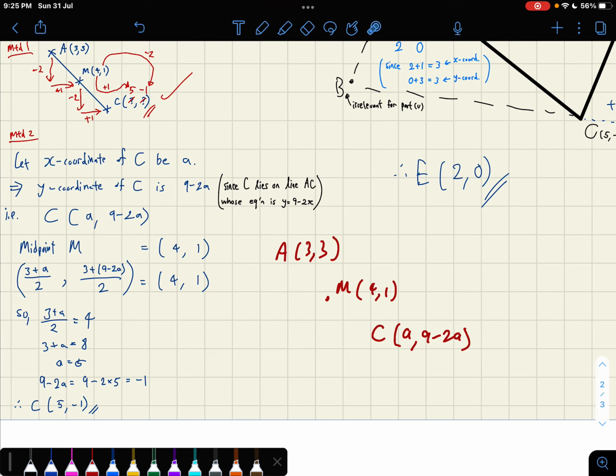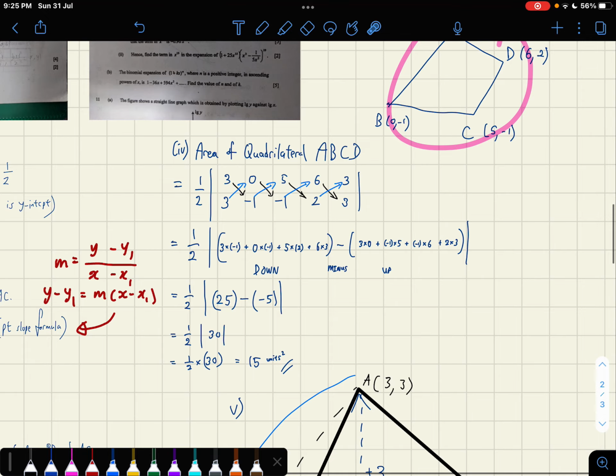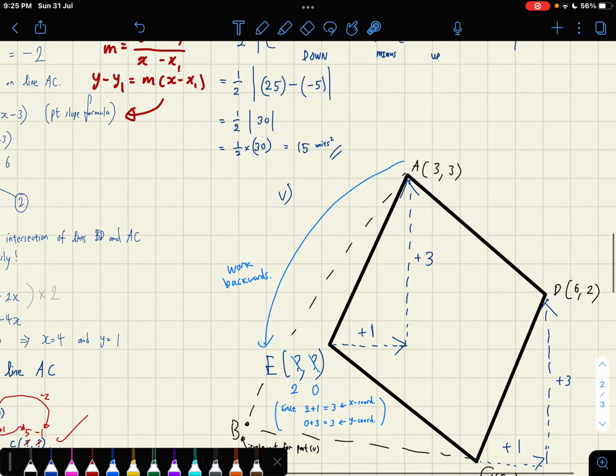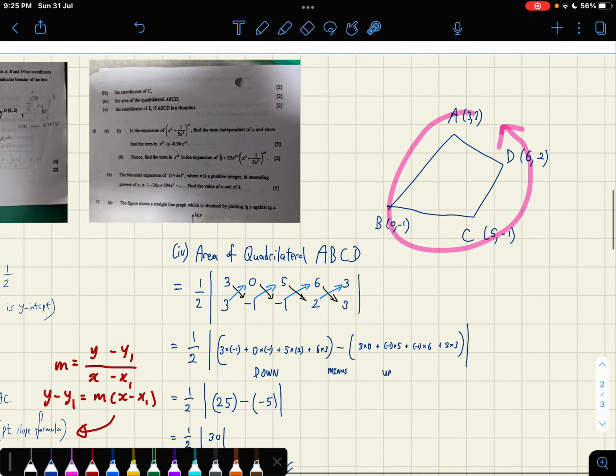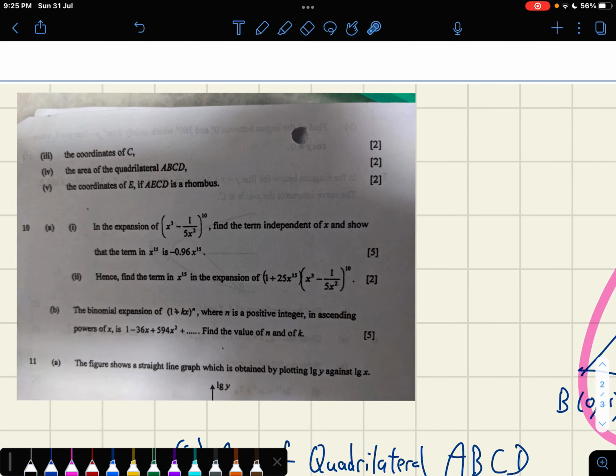Okay, that's method 2. Moving on, that was talking about the midpoint theorem. Now we move on to part 4. Part 4 asks us to find the area of the quadrilateral ABCD.